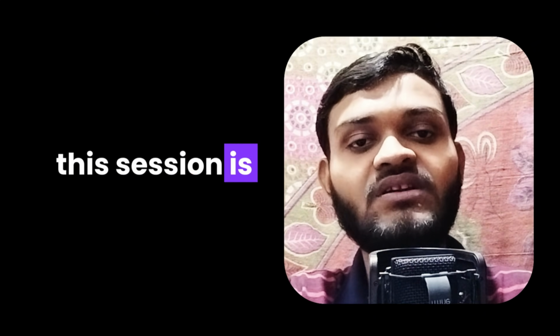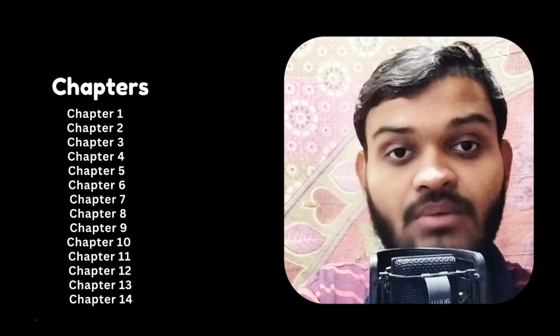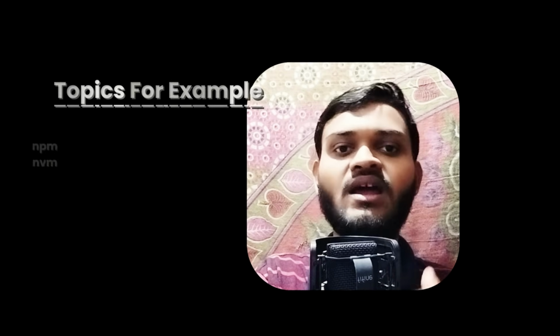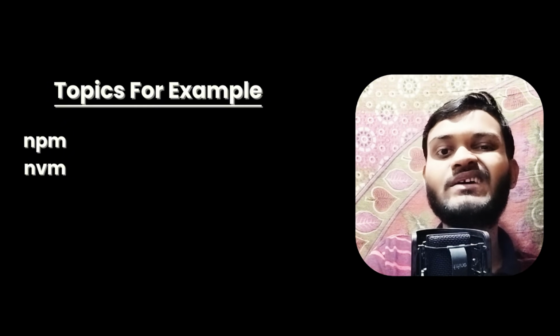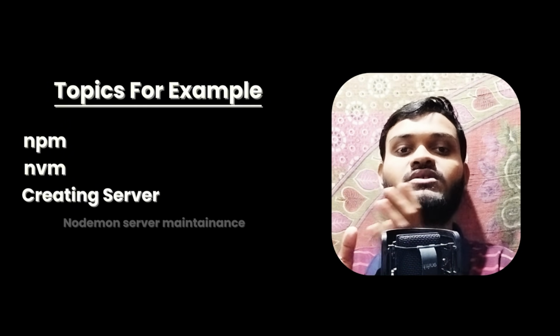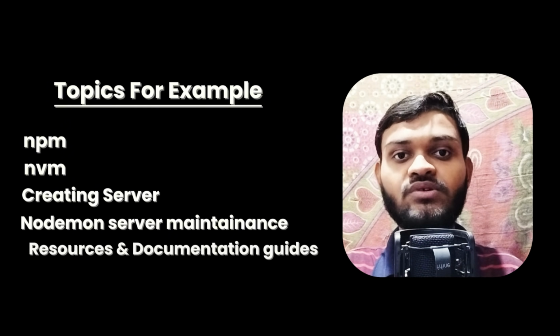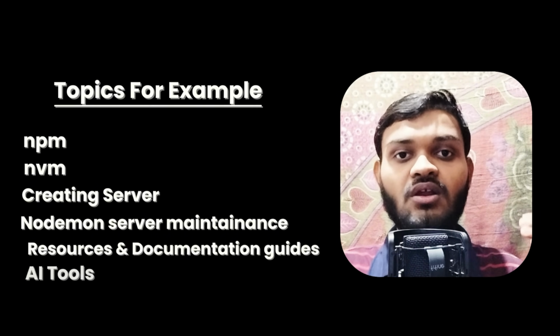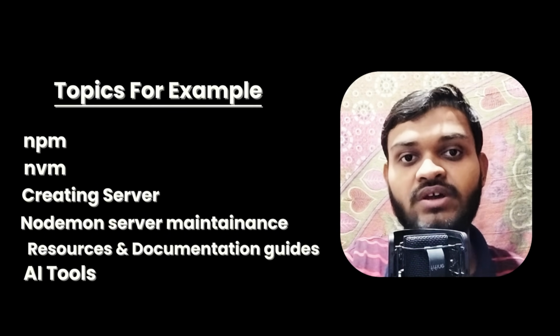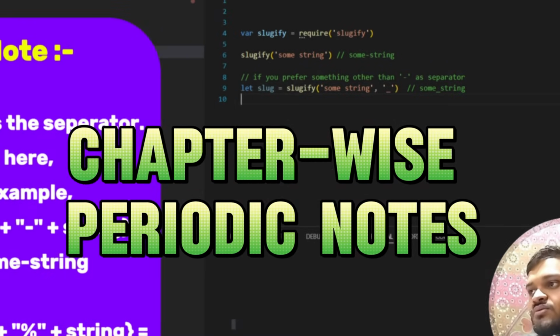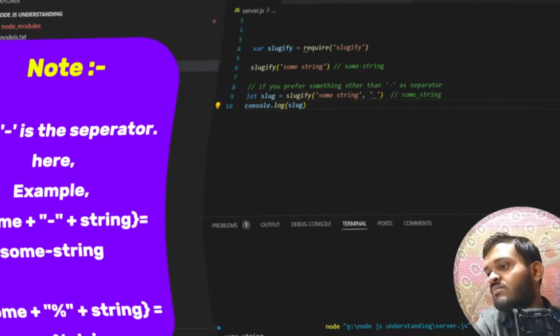This session is divided into 14 easy to understand chapters, which cover the topics of npm, nvm, then creating a server, then how to actually use Nodemon, proper resources and documentation guides, along with the knowledge of proper AI tools that you can use for learning Node.js properly. Chapter-wise periodic notes are also provided throughout this entire video for your easy understanding.